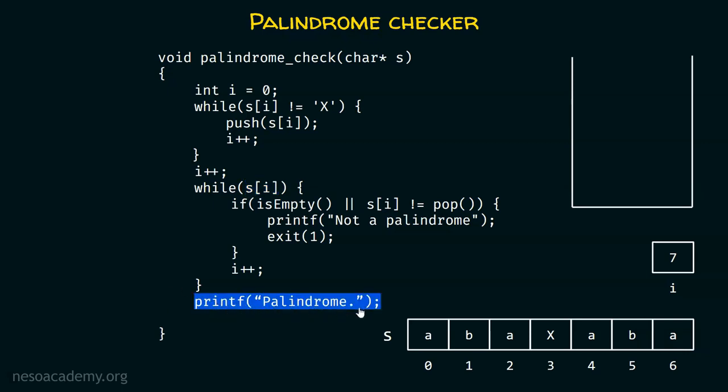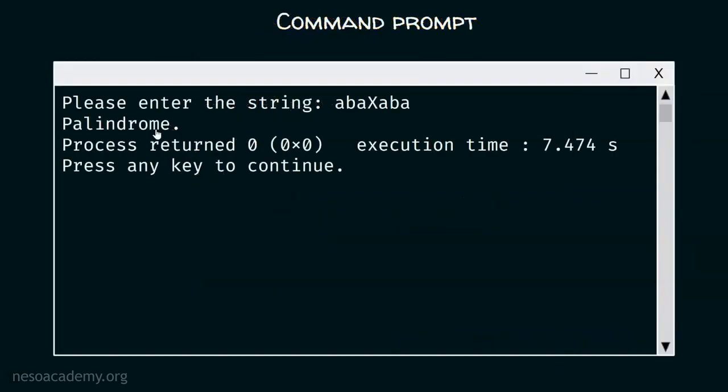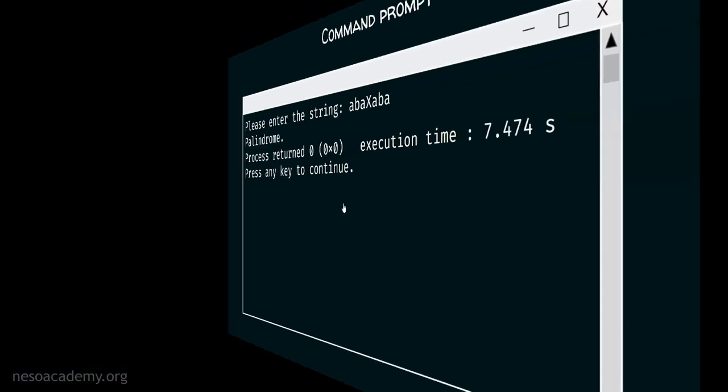Palindrome. Everything is fine up to this point, right? Our stack is also empty and our string is also finished. So it is clear that this string is a palindrome, right? So we know that this message will get printed on the screen and the process return 0 will also get printed on the screen. Now let's execute the complete code.